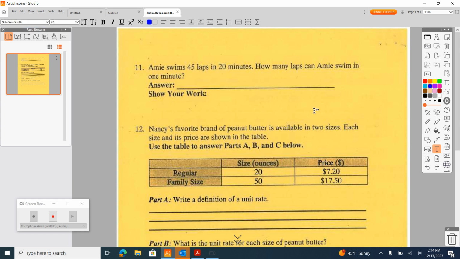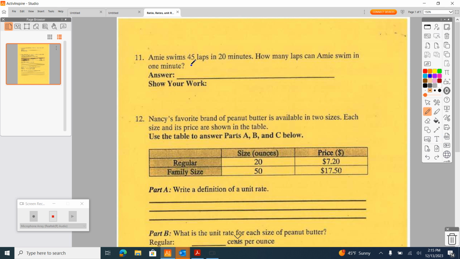Annie swims 45 laps in 20 minutes. How many laps can she swim in 1 minute? So the fact that we want 1 tells us we want a unit rate. So we have to do 45 laps in 20 minutes. So I'm going to go over here. It says show my work. 45 laps in 20 minutes.